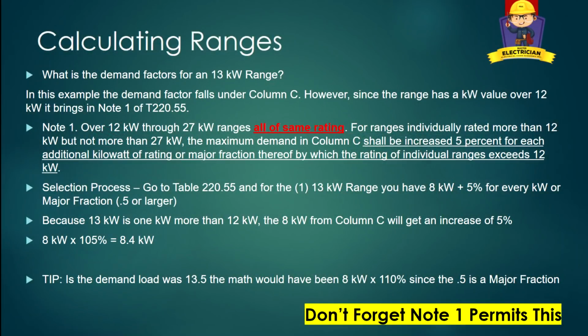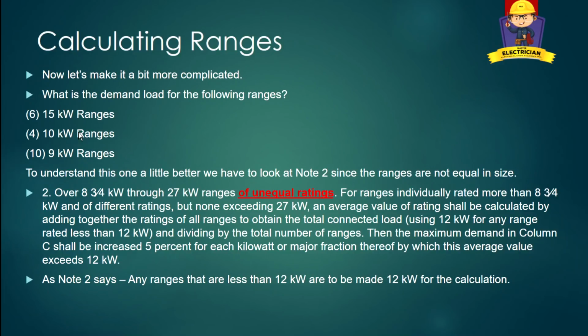Okay, so let's move on to the next one. Now let's make it a little bit complicated here, not overly complicated, but we're going to introduce another note, Note 2. This is the one when we're dealing with ranges that are not equal ratings. They're unequal ratings. So we've got 6 15 kW ranges, and this might really be on your exam, folks. When would you run into this? If you're doing the range load calculation for an apartment complex, for example, and that might be all they ask you in the question. Now, there's 4 10 kW ranges, and there's 10 9 kW ranges.